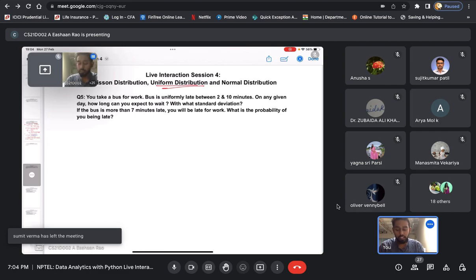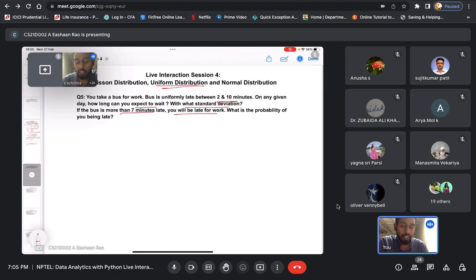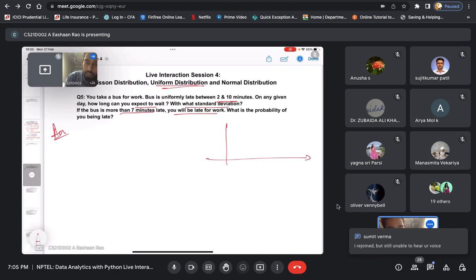Okay. So let's start with the next question. Mostly the questions related to uniform distribution. So the question is, you usually take a bus for work, and you have observed that the bus is uniformly late between 2 to 10 minutes. On any given day, how long do you expect to wait, with what standard deviation, and if a bus is more than 7 minutes late, you will be late for work. So what is the probability that you're being late? Let's start by making a graph with respect to this.